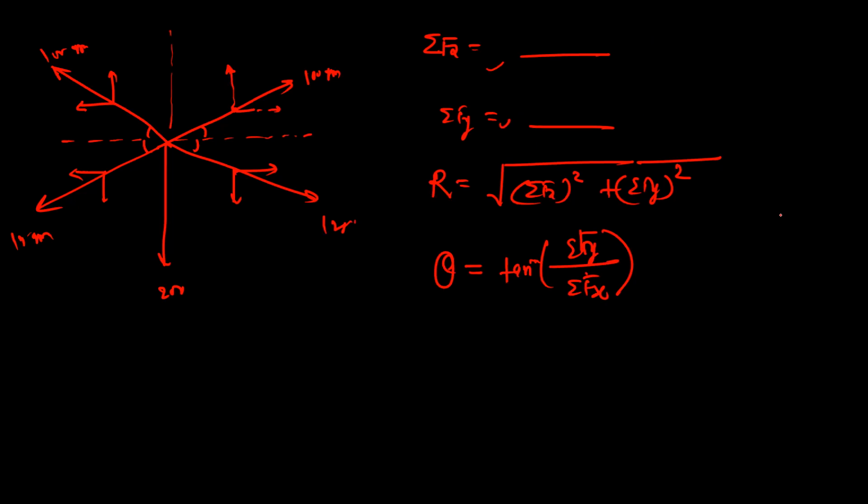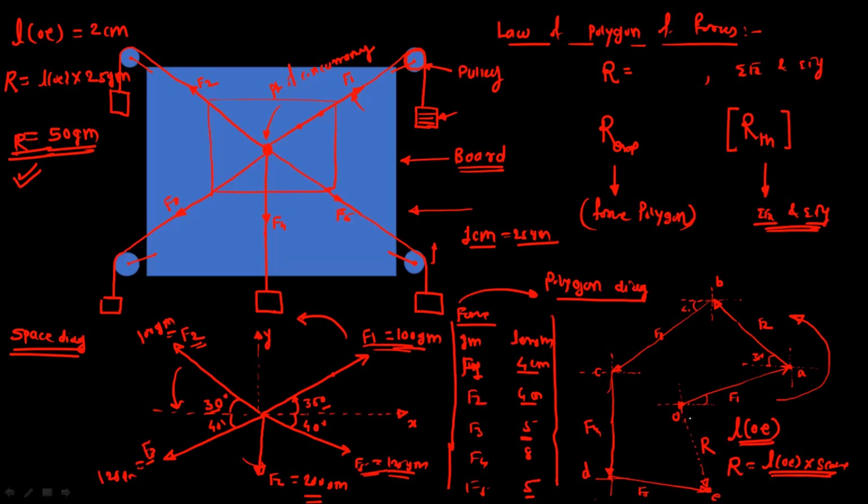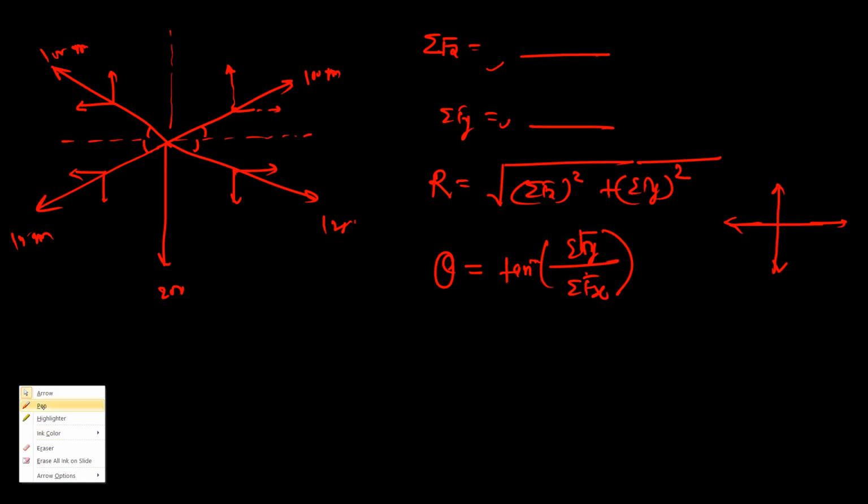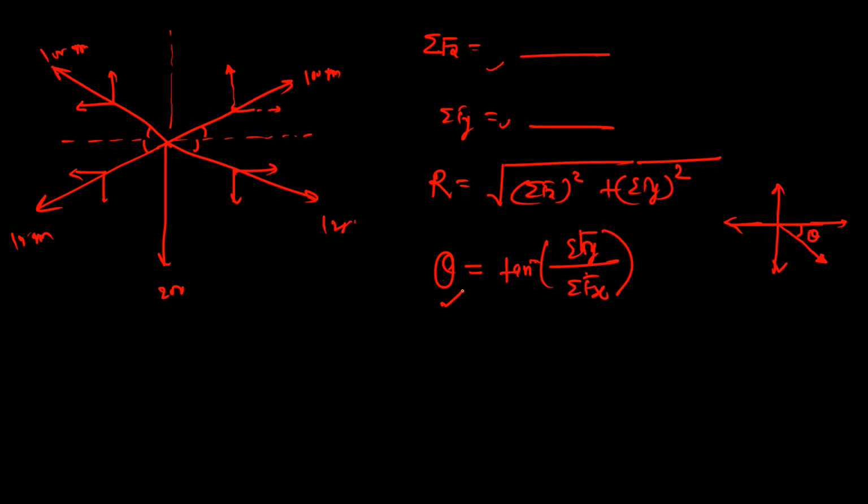Accordingly, we have to decide the quadrant of the resultant. Okay. So here from this diagram, we have the resultant like this. So similarly here, you will get the resultant in the fourth quadrant. Okay. Then you will get this angle theta by using this relation. So this is your resultant.